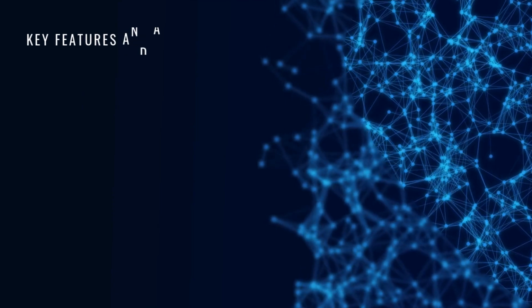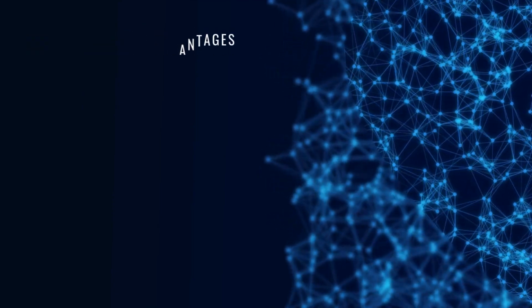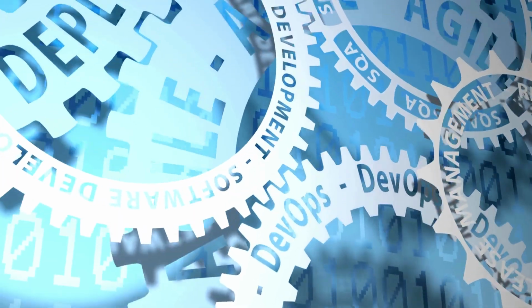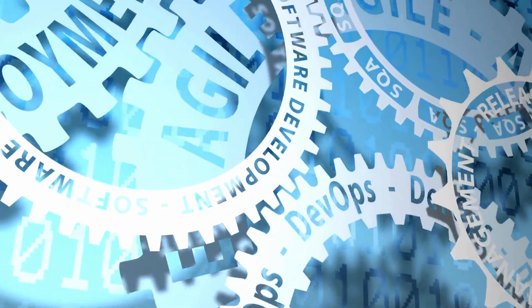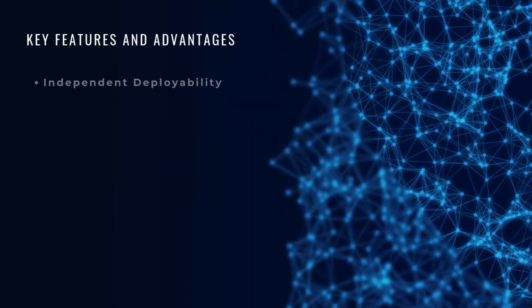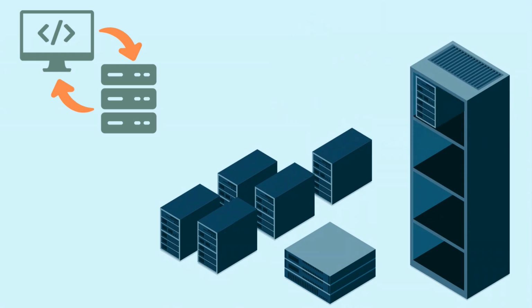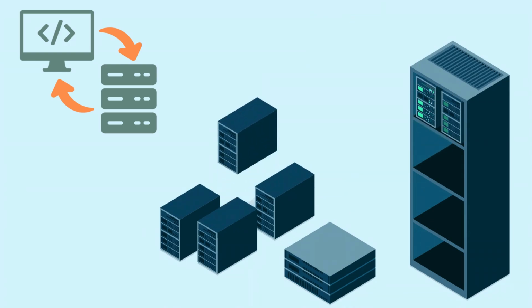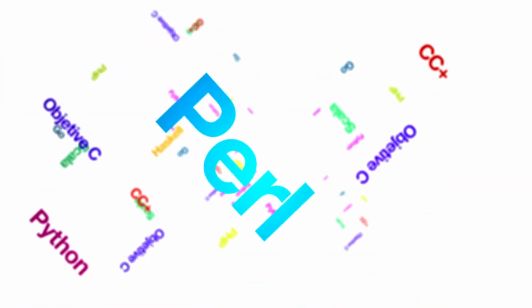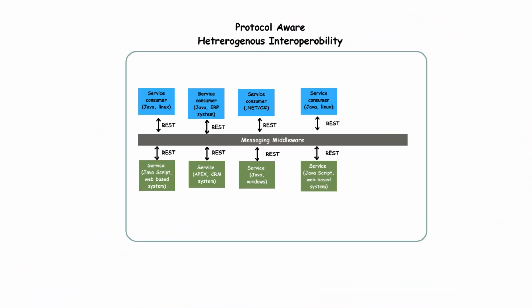Key features or advantages are: one, independent deployability. Each service can be deployed independently, making it modular and agile. Second, decentralized data management. Each service manages its own data with its own database. Third, technology diversity. Services can be built using different programming languages or tools using a common protocol. This is also called protocol-aware heterogeneous interoperability.